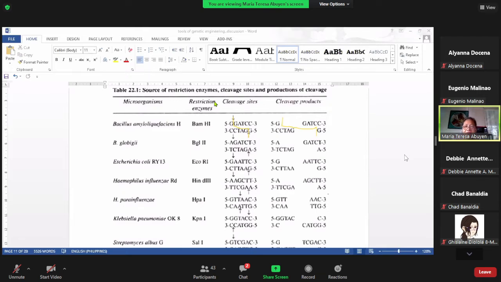Let's say, for example, the second one. For this restriction enzyme, B from the generic name, GL for the specific name, so BGL, tapos I or II, I think this is II. Anyway, so itong pag-cut niya is between A and G, and then here.